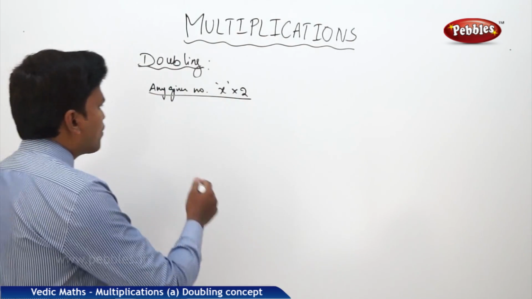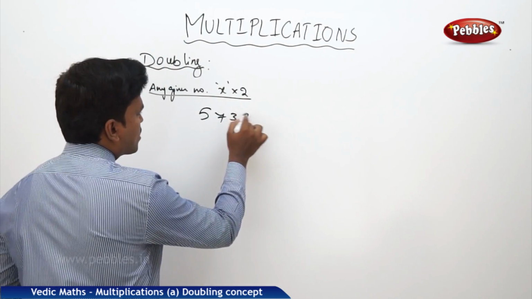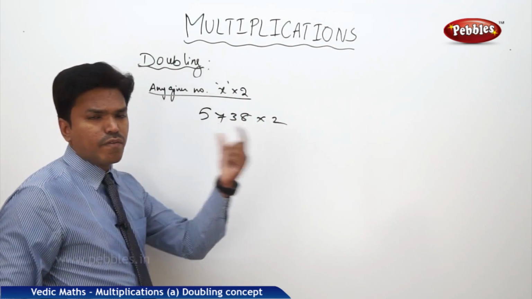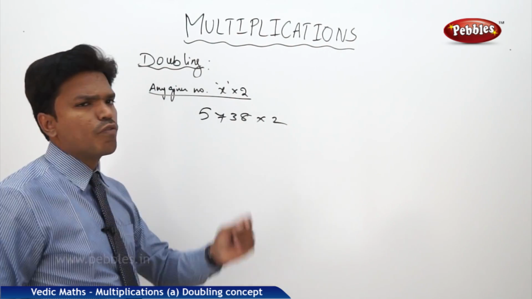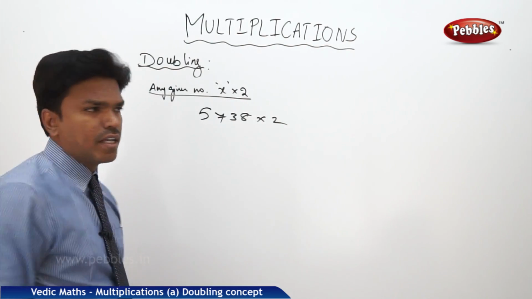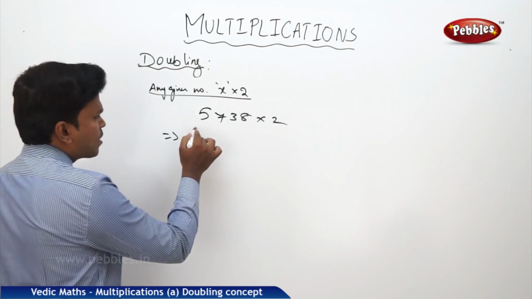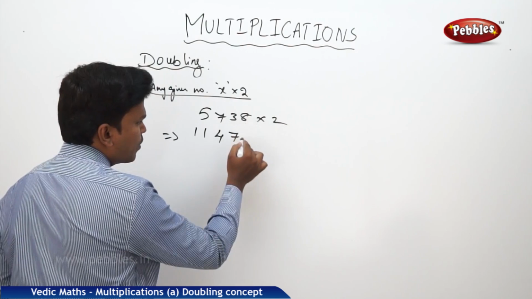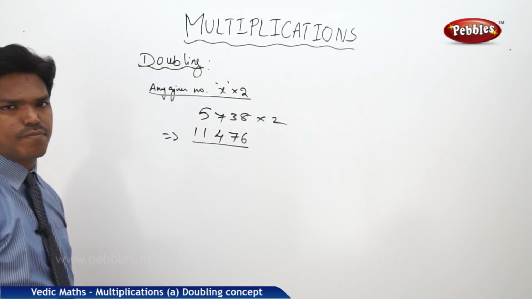For example, if I want to multiply 5738 into 2, no need of doing the normal conventional method of multiplication. You can directly go for our Vedic maths doubling. Start from the left. 2 5s are 10, but 11. 2 7s are 14, but 4 only. 2 3s are 6, but 7. 2 8s are 16, so 6. That's it. This will be your answer.